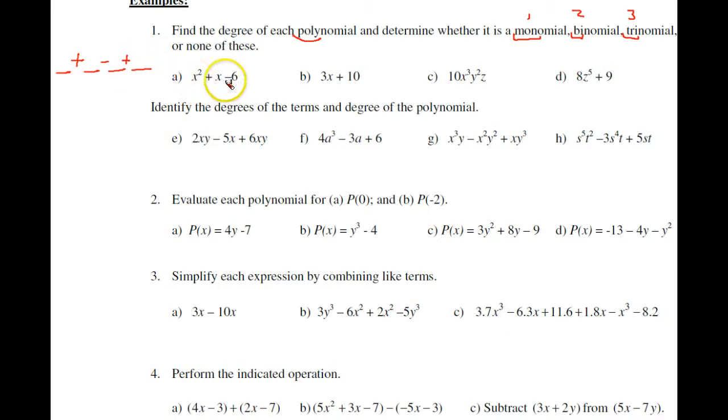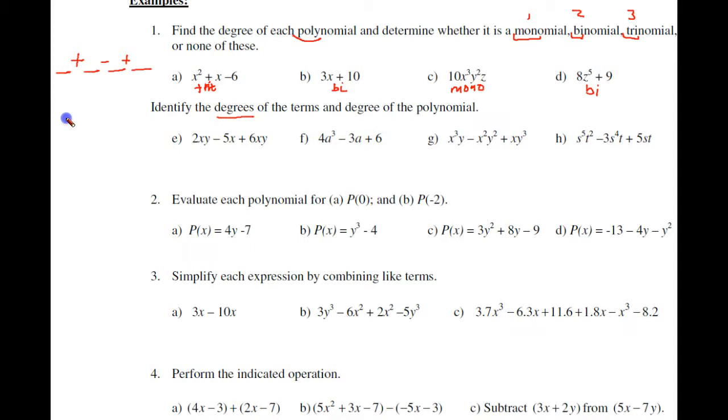So what do we have here? This is a trinomial. Three terms. This is a binomial, two terms. This is a monomial, one term, and this is a binomial, two terms. Again, there's no plus or minuses in here, so one term, one plus, a plus and a minus.